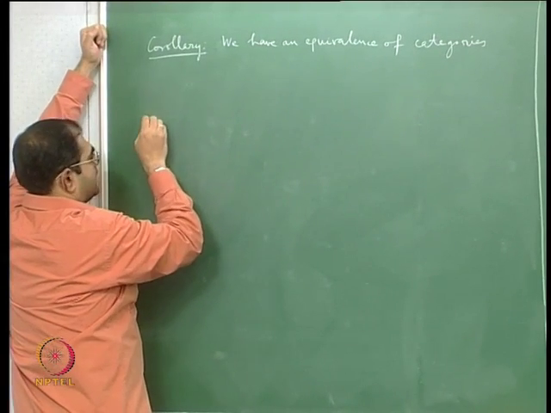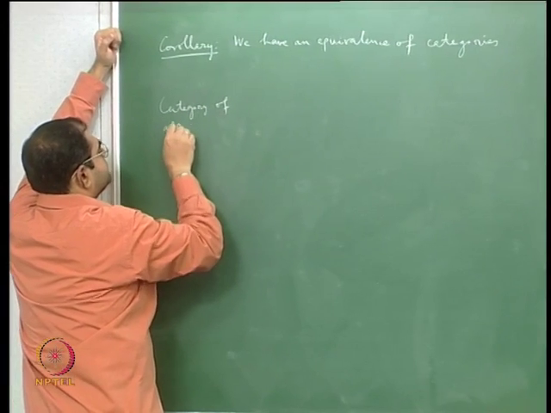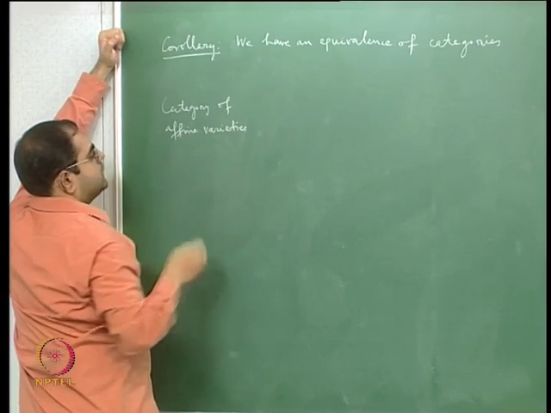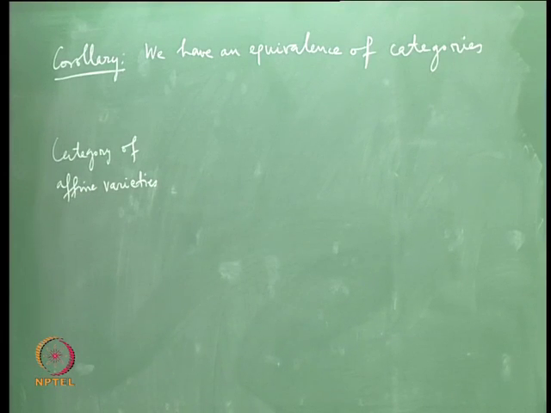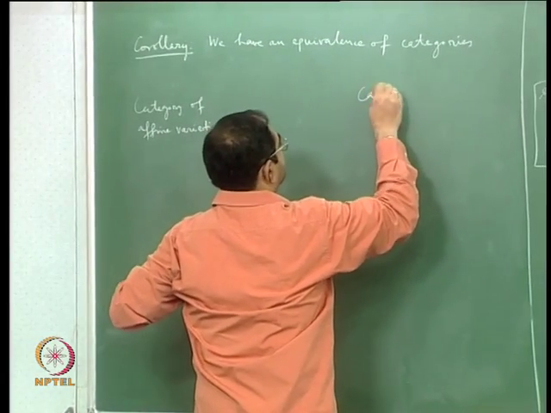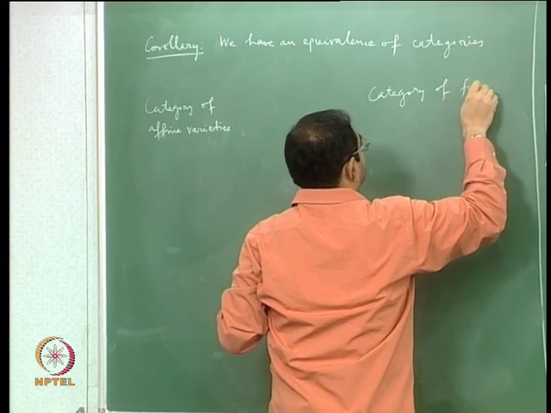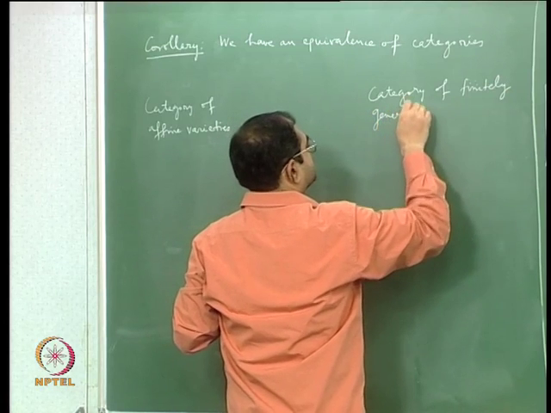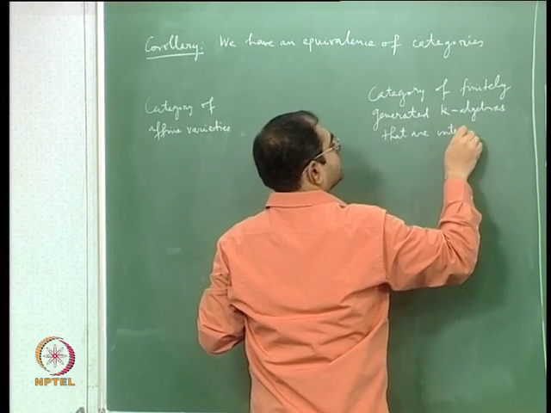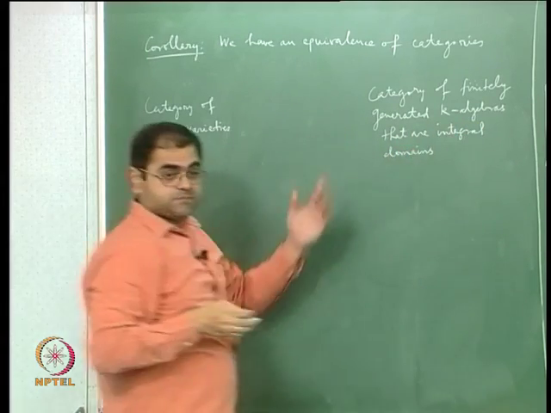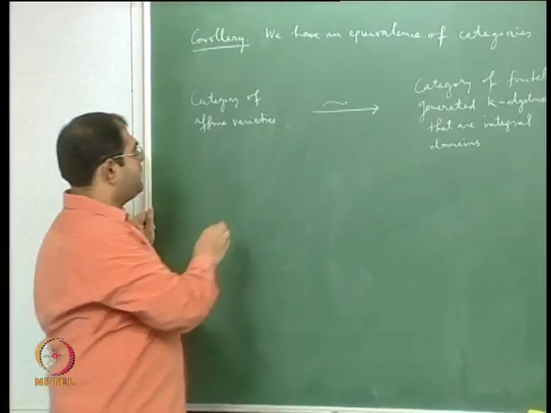So here is the equivalence of categories. On this side we have the category of affine varieties. These are the objects, and when I say category of affine varieties, it means that the objects are affine varieties and the morphisms are morphisms of varieties. On this side we have the category of affine coordinate rings over K, which should be defined as the category of finitely generated K-algebras that are integral domains, and of course the morphisms there are K-algebra homomorphisms.